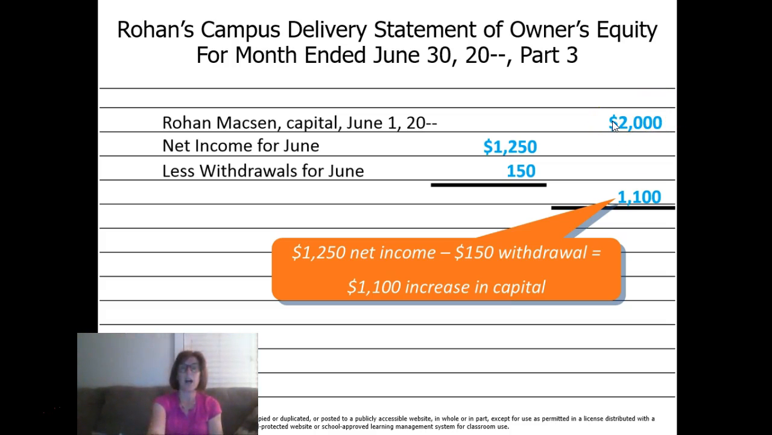So basically, what we're going to do, and this slide doesn't show it, but the $2,000 that we started with, his equity position increased overall by $1,100 as a result of the net income of $1,250 minus the money he took out. So his overall equity position has now improved by $1,100 this accounting period.